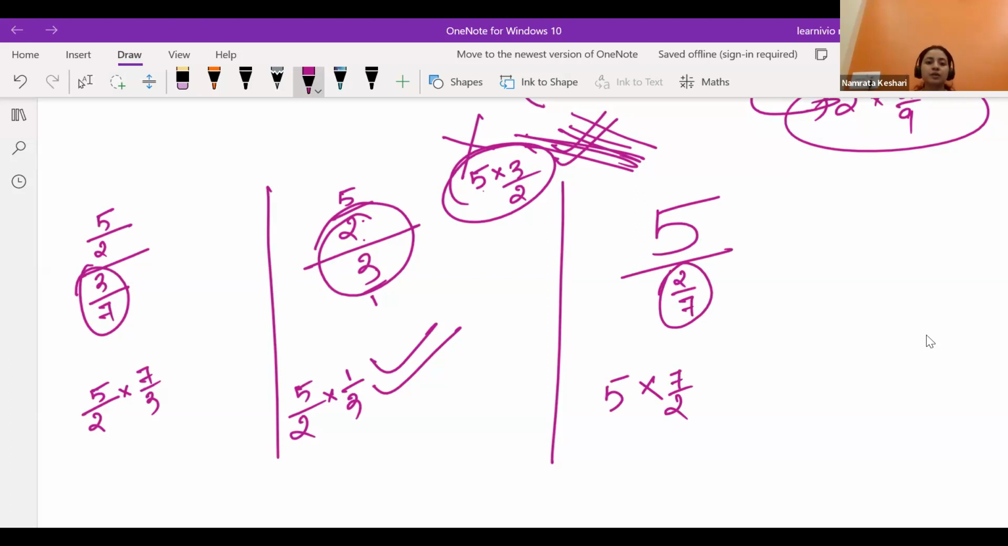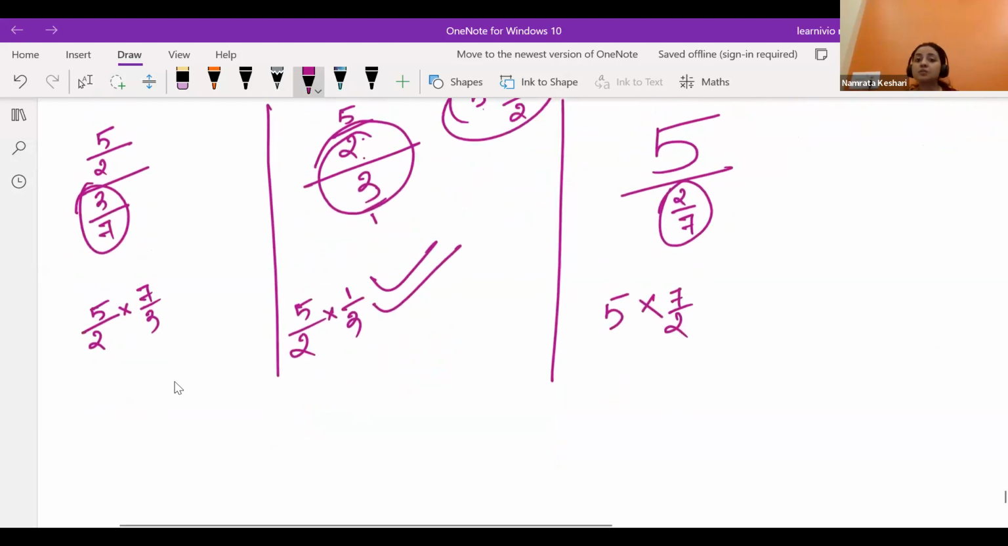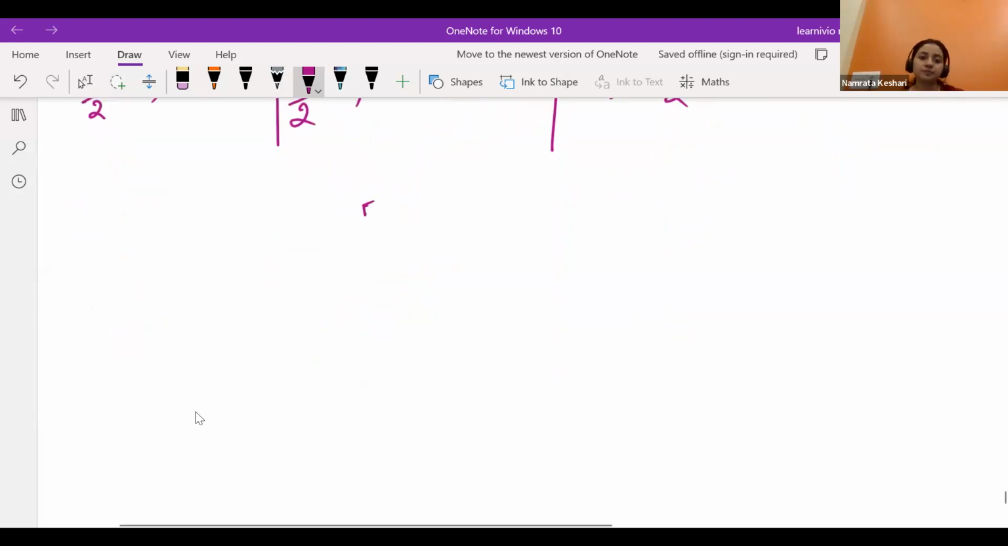Okay, so if fraction by fraction is not there, it's your responsibility to create it. If this way it is creating confusion, then you make it fraction by fraction. Just 5 is there, now you write it as 5 by 1 and then 2 by 7. You will never ever get confused. Here 5 by 2 by just 3 was there, no? You just make it as a fraction. Now you will not get confused. Got it?